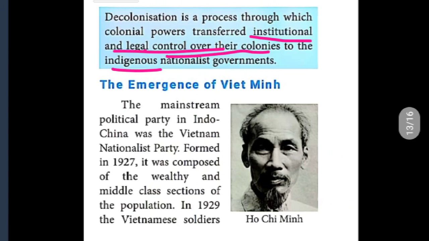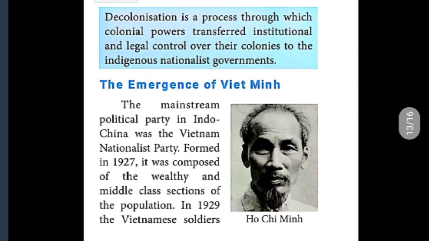You can check this person in your book, children: Ho Chi Minh. I think you may have learned about him in lower classes, I do not know. This person's history we are going to learn here. It is very interesting and very easy also. The emergence of Viet Minh.